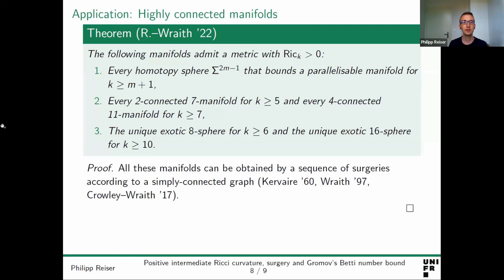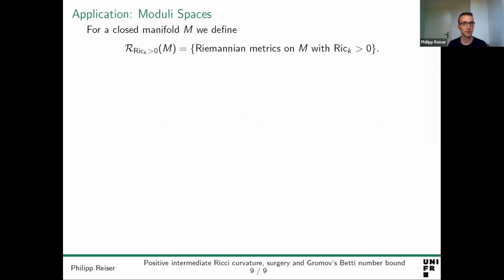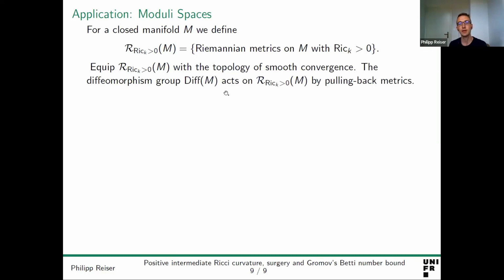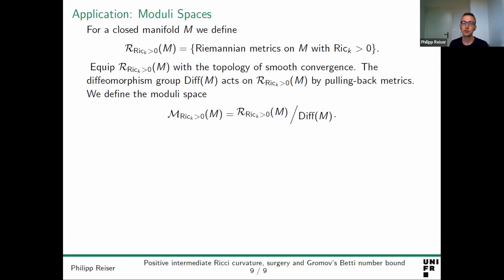And finally, I want to mention an application to moduli spaces. So given a closed manifold, we first define the space of all Riemannian metrics on M that have a metric of Ricci k positive for some fixed k. For now, this is just a set, but by taking the topology of smooth convergence, we can turn this into a topological space. And on this space, we have an action of the diffeomorphism group, which is just given by pulling back metrics. Then we can quotient out this action, and this is called the moduli space. This can be thought of as the space of geometries of positive Ricci k on M, simply because metrics are identified if they are isometric, so if they define the same geometry on M.